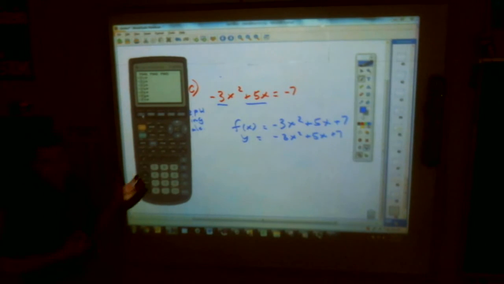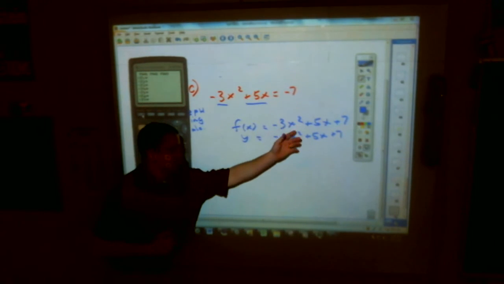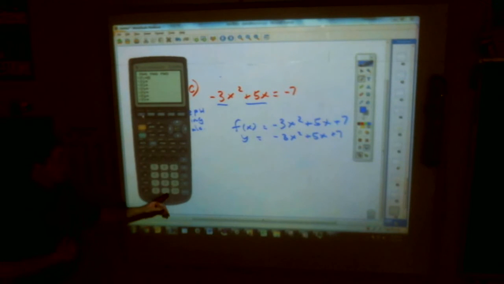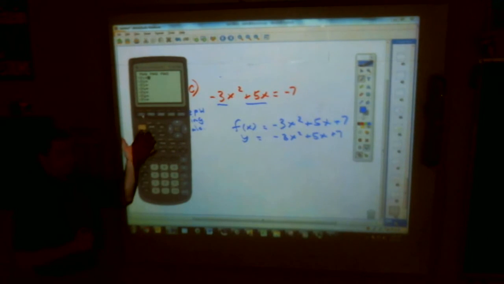Now you have to be careful when you do this because it doesn't like minus 3x squared. It likes the negative 3x squared, which is this button here, as opposed to hitting the minus sign there. When I put minus 3x squared, it didn't like that. And when you want to put the letter x, you don't use the times sign. The letter x comes from this button right there that says x, theta, and some other Greek and Latin symbols.